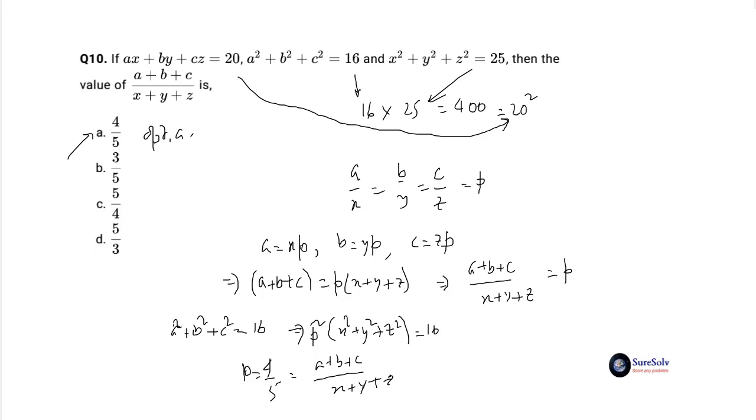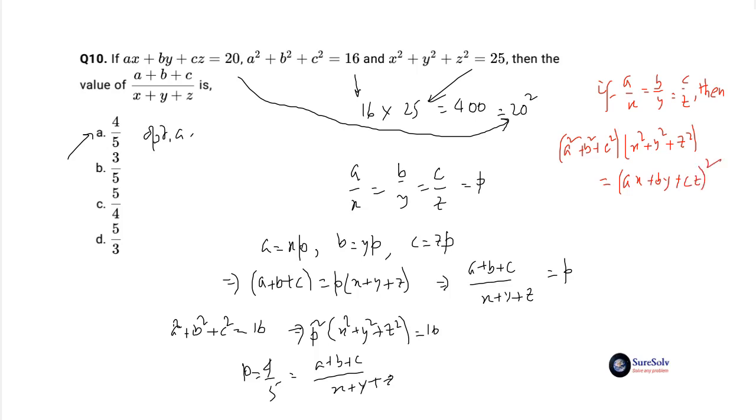Let's state the variable ratio equality concept we have used. If A by X equal to B by Y equal to C by Z, then A square plus B square plus C square multiplied by X square plus Y square plus Z square equal to AX plus BY plus CZ whole square and vice versa.